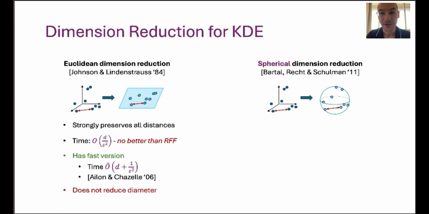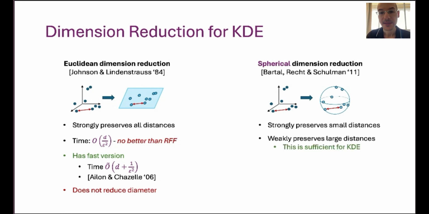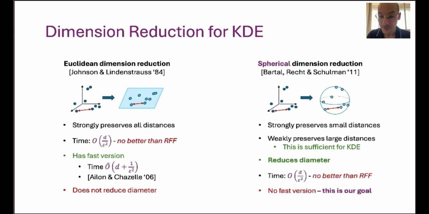But then there's also this spherical version of the same theorem by Bartal, Recht and Schulman. So this theorem maps your points to a sphere in a way that strongly preserves only the small distances and only weakly preserves the larger distances. This is enough for KDE. Because of the fast decay of the Gaussian kernel, the larger distances are kind of negligible anyway, so it's enough to preserve them only in a weak sense. So this is great, and it also reduces the diameter because it maps points onto a sphere which has bounded diameter. Unfortunately, the running time is again d over epsilon squared, not better than random Fourier features. There is no, or there was no prior to our work, faster version of this theorem, and this is what we fix.